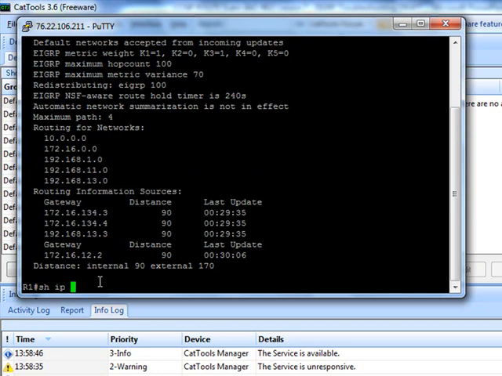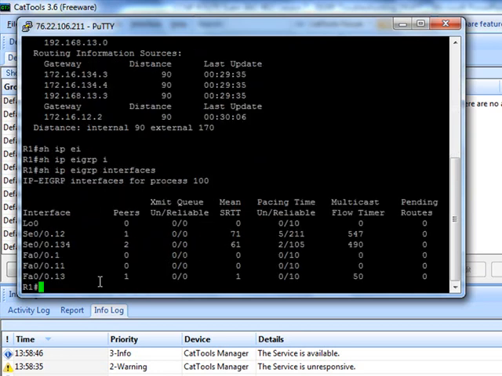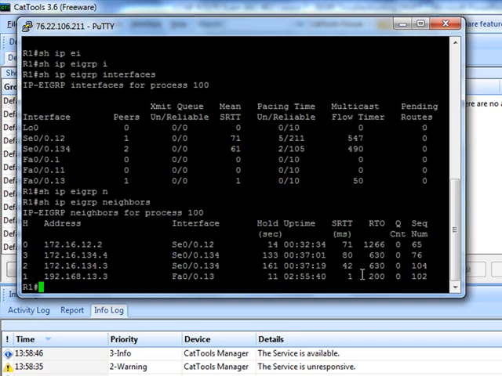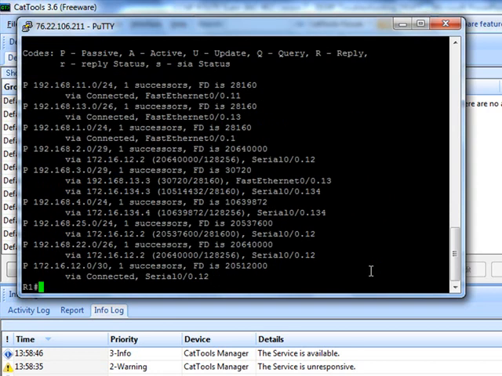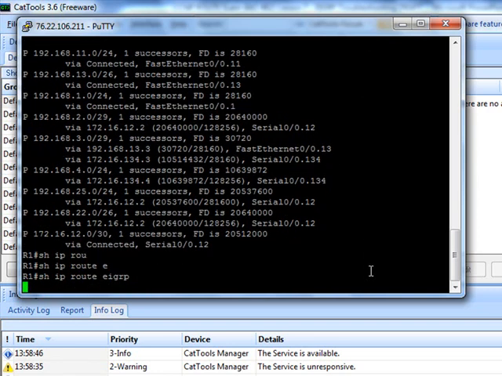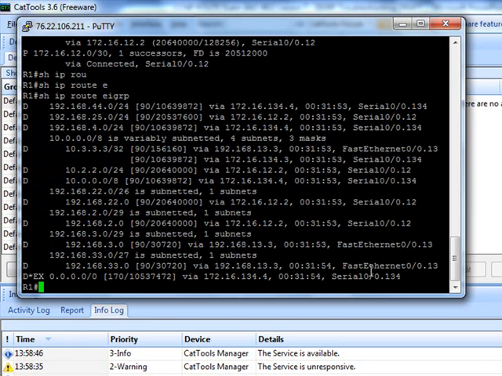Show IP EIGRP interfaces. Interfaces, peers, notice we have neighbors identified here. A lot of non-zero data here. Show IP EIGRP neighbors. A lot of detail. Show IP EIGRP topology. Successors, feasible distance, reported distance. A lot of great information. Show IP route EIGRP. A lot of information displayed there as well.